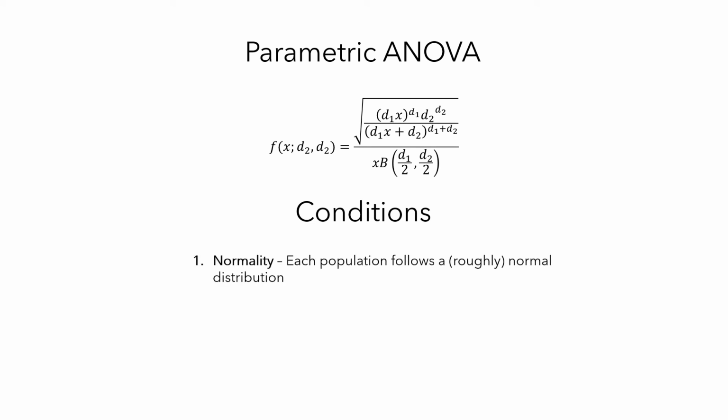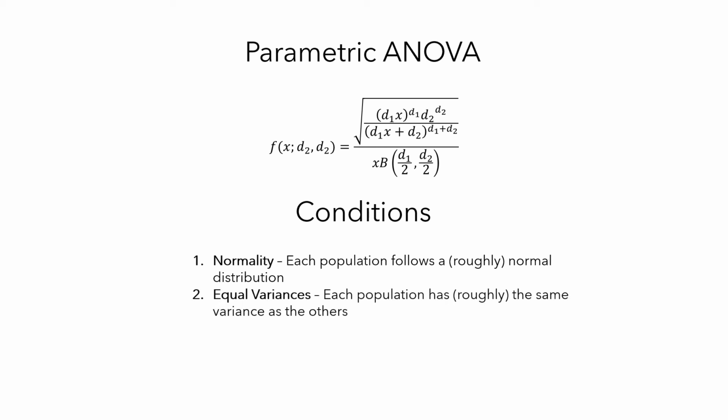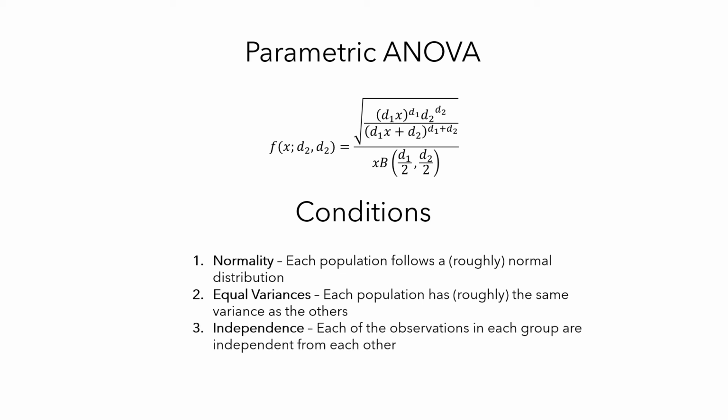First, each population has to follow a roughly normal distribution. Second, each population needs to have roughly the same variance as the others. And third, each of the observations in each group needs to be independent from each other. To check the first 2, you could make a graph of each sample to check the shape and variation to make sure it looks like a normal distribution and that they're all about the same width. For the third, you need to ensure that one observation doesn't affect any of the other observations in your study.